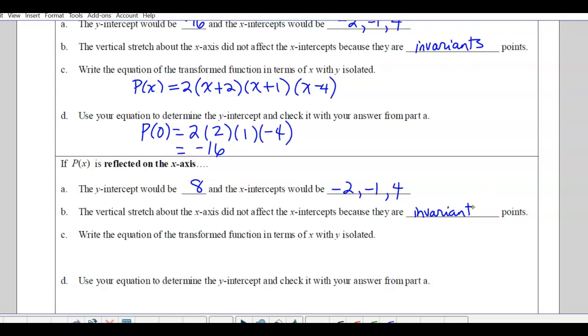They stay the same. Write the equation of the transformed function in terms of x. So same as last time. Actually, I called that p of x before. I should have probably called this, let's call it f of x there. A new function, right? I'll call this g of x. And so I'm going to change the sign of your original function. Okay, and then find the y-intercept.